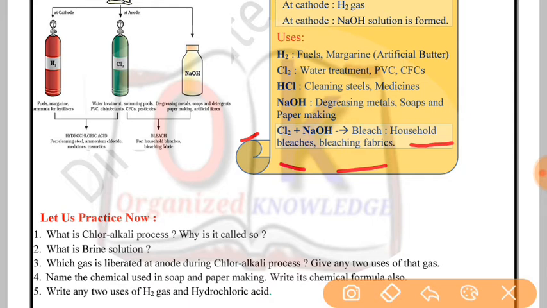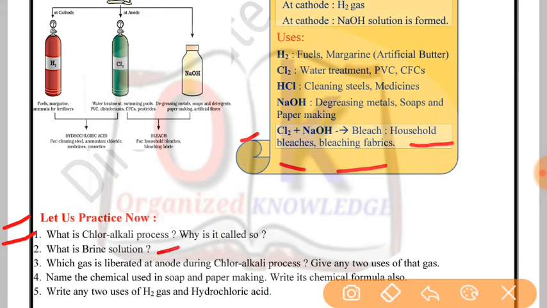Now let's practice. There are some questions. First question: what is the chlor-alkali process? Why is it called so? When electricity passes through brine solution, it decomposes into sodium hydroxide, chlorine and hydrogen gas, and this process is known as the chlor-alkali process, in which chlor is used for chlorine and alkali for sodium hydroxide. So it is called the chlor-alkali process.